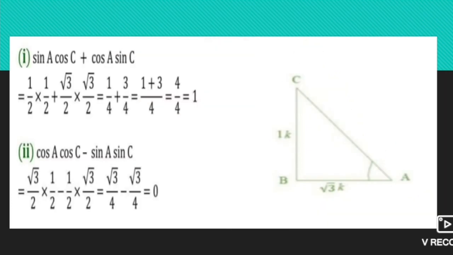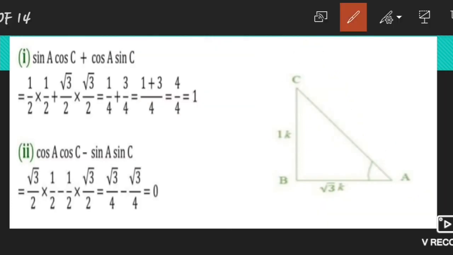Just put them in this expression. In the first part, sin A cos C plus cos A sin C, put the values and you will get the value as 1. And for the second expression, if you put the values, as you can see, it will be root 3 by 4 minus root 3 by 4, so the value will become 0. In this way you have to solve this question.